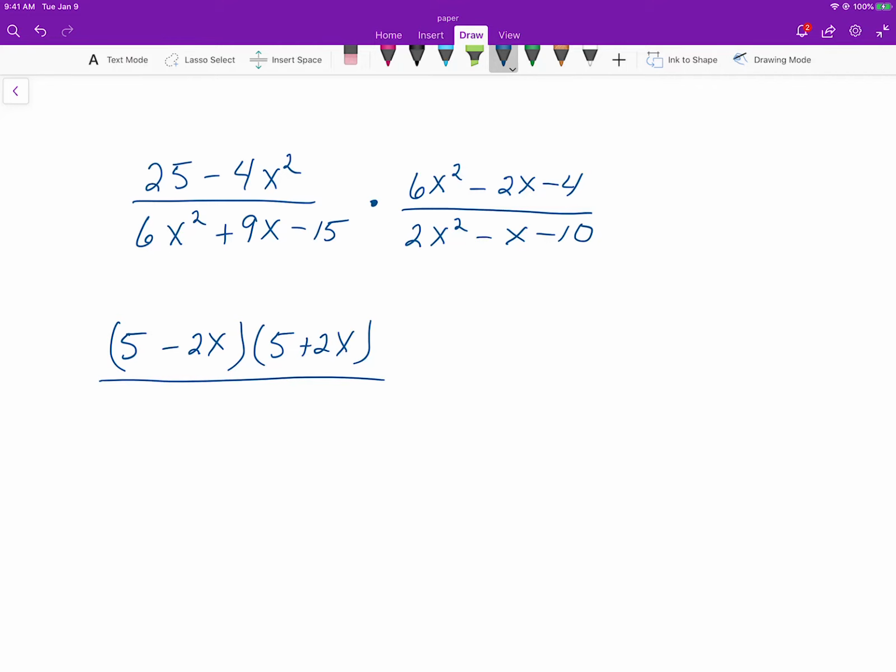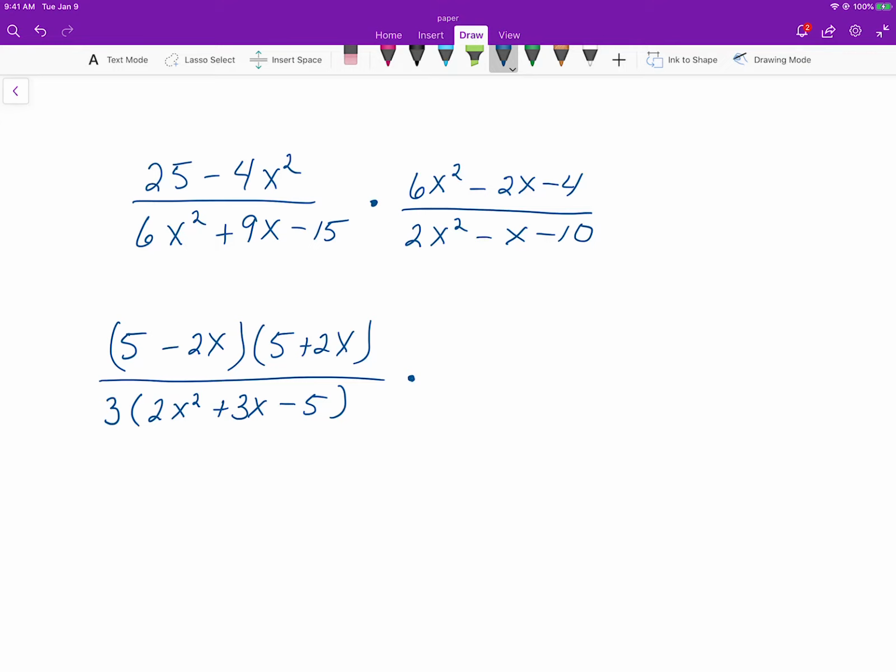And then I'm looking at the denominator, and before I even try to factor anything, I'm going to think, always see if there's a greatest common factor first. So I do have a greatest common factor. I'm going to just do that first. Greatest common factor will be a 3. Then I'll have 2x squared plus 3x minus 5. I'm going to do this one step at a time.